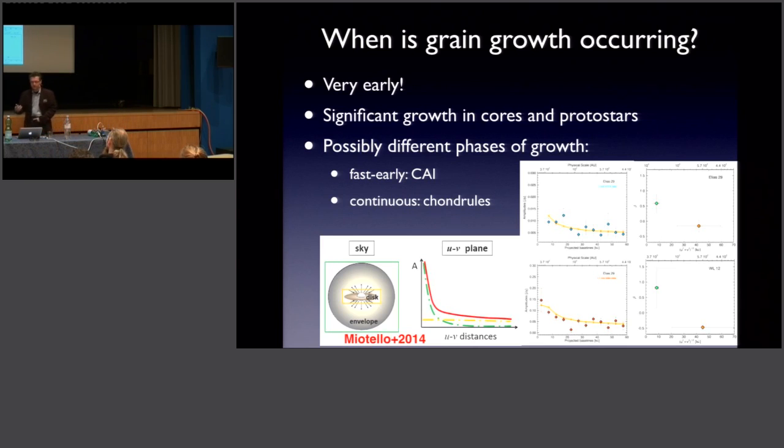Possibly there are different phases of this growth, and this is driven essentially by the fact that we see in our own solar system, in the meteorites, that the CAIs are formed at a very specific time, and this could be one phase of large grain formation, and chondrules have instead a continuous formation phase. And so, if one would run a speculation, one could say that fast and early you form the CAI-like grains, and then you replenish the disk over time with chondrule-type grains over the years.